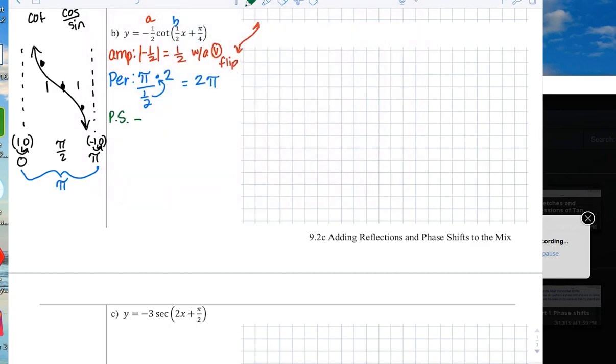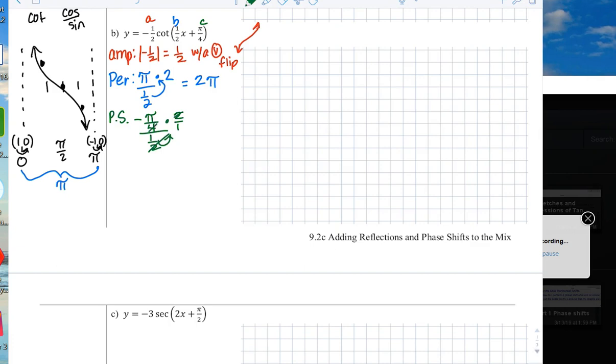Phase shift is the opposite of your C term over here. So negative pi over 4 over your B term. Don't forget that the B term is part of your phase shift. And again, we have a complex fraction. So keep, change, flip, or make your denominators the same. That's up to you. I'm just going to go ahead and flip over and cross simplify.